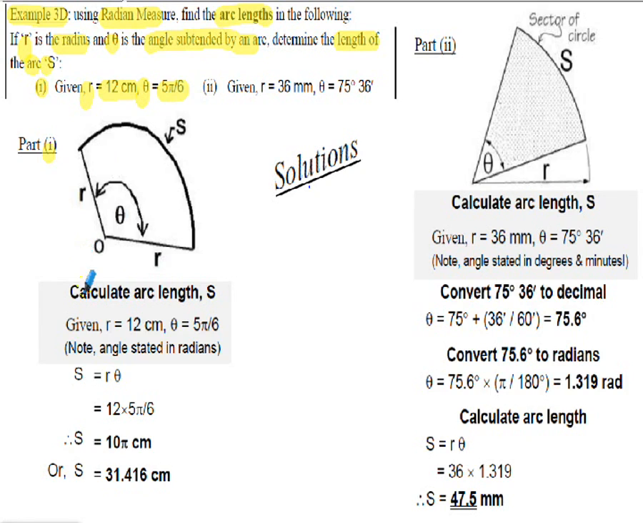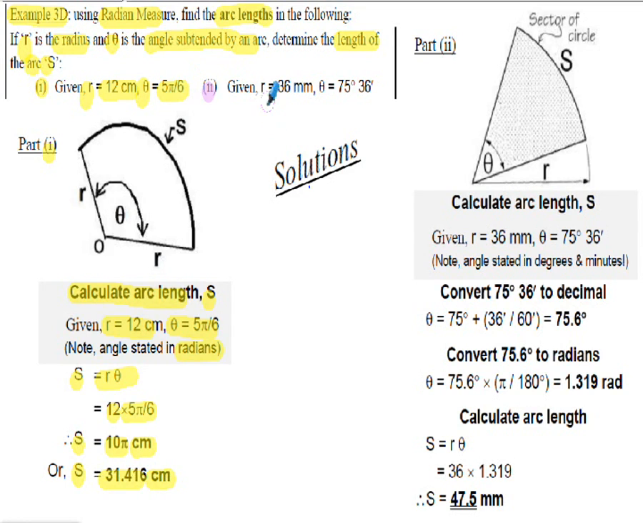So in part 1, calculating the arc length, symbol s, we've got our r, we've got our theta, and it's already in radians, so we simply use the formula as written, s is equal to r theta. That becomes 12 multiplied by 5 pi divided by 6, which gives an answer, if you want to leave it in terms of pi, of 10 pi centimeters, or working it out, we find that the arc length is 31.416 centimeters.